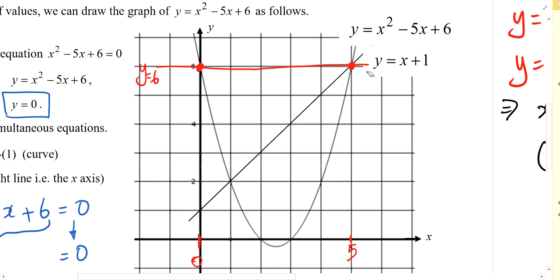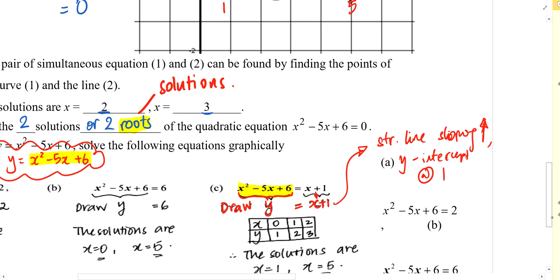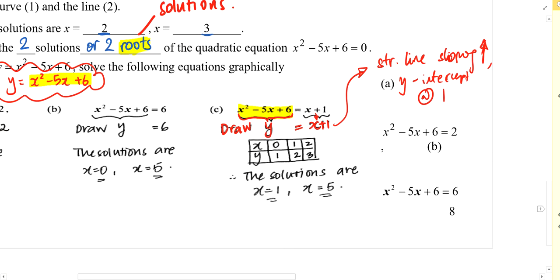So here we have the diagonal line, y equals to x plus 1. So as mentioned, it intersects at 1 over here. And we have to find the point of intersection of this straight line with the parabola. So here is one intersection, here's another intersection. This is a value 1, and this is a value 5. Therefore, solving this, graphically, we read off the values. The roots are 1 and 5.